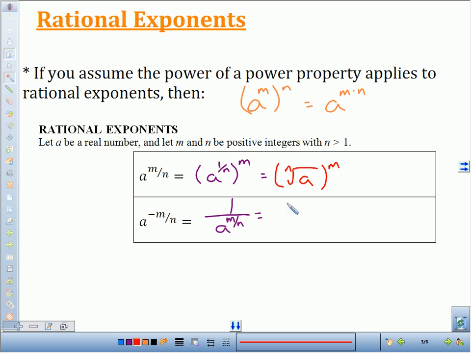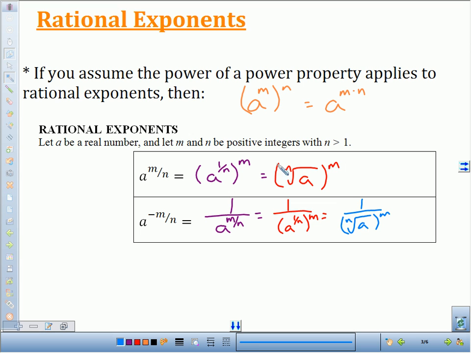A to the m over n would be 1 over a to the 1 over n, to the m, which then simplifies to 1 over, if we wanted to write it as a radical, the nth root of a to the mth power. So we can do that.